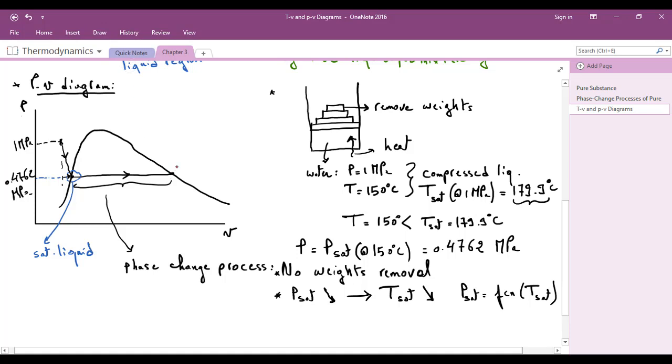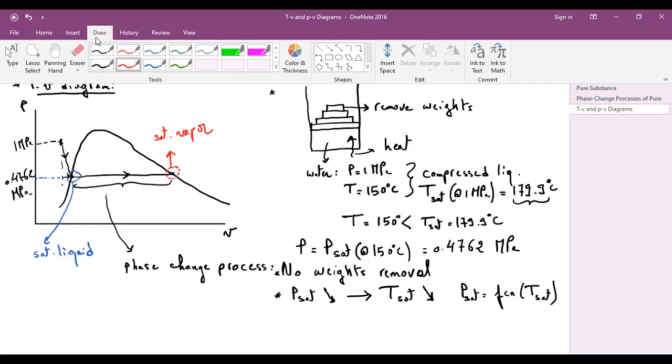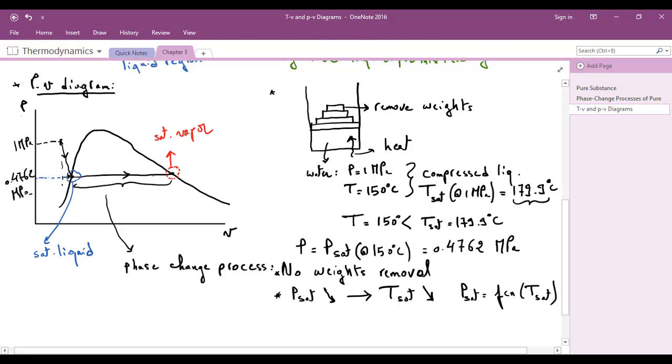Okay. And when the water is now completely vapor, and intersects with the saturated vapor line, it will be in a saturated vapor state. So now if we continue after the phase change process has completed, we can now go back to removing weight and decreasing the pressure. So removing weight and decreasing the pressure, the specific volume will now increase.